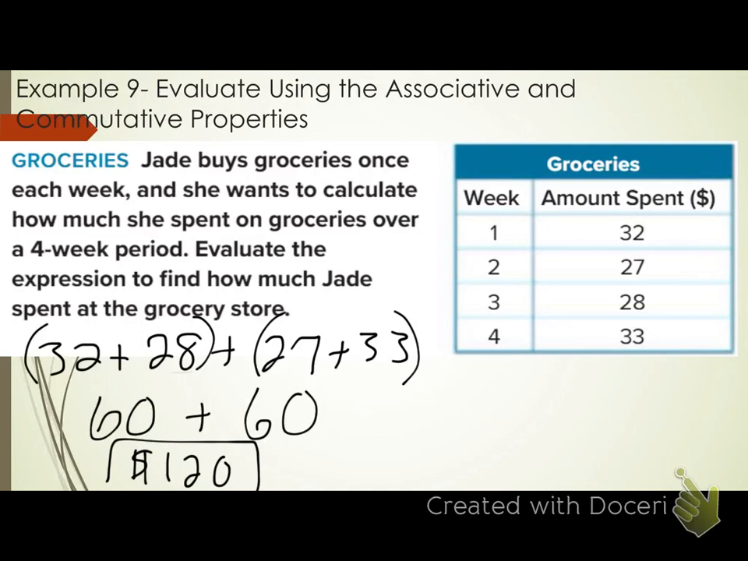Any questions on example 9? Does everyone see how the commutative property helped us move the numbers around to get easier numbers to add together? And then we use the associative property to group those numbers together. Any questions on that?